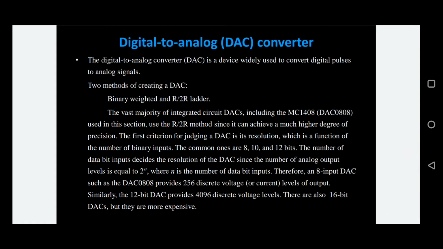The 8 bit input DAC, the IC called DAC 0808, provides 256 discrete voltage levels of output. Similarly a 12 bit DAC provides 4096 discrete voltage levels, and there are also 16 bit DACs, but 16 bit DACs are more expensive. So in this section we are going to use an 8 bit DAC. The 8 bit DAC is called DAC 0808, which provides 256 discrete voltage levels of output.